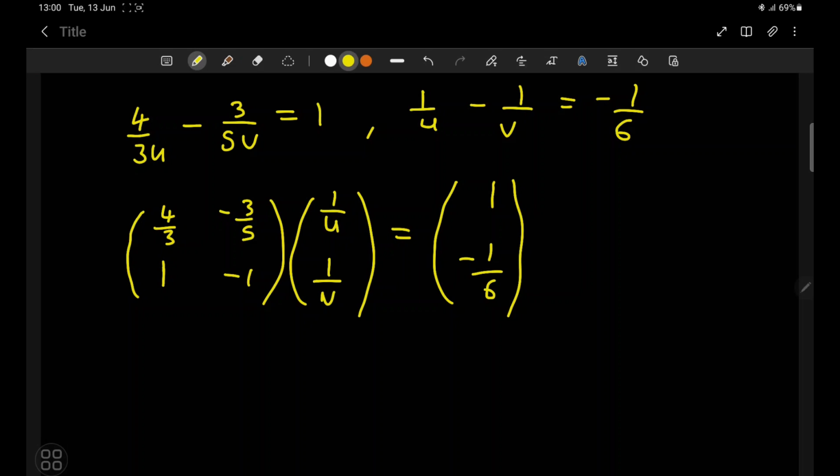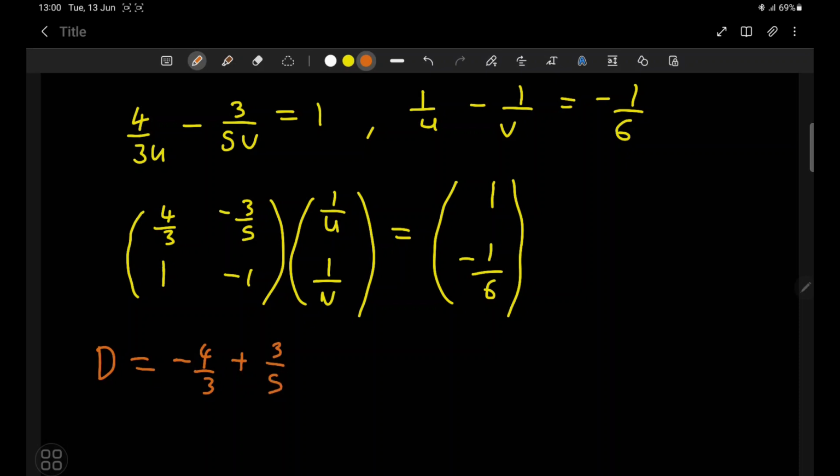Okay, so now we need to find the determinant, the main determinant. So we use the normal method. So 4 over 3 by negative 1, so we have negative 4 over 3. Then this is subtracting negative 3 over 5 by 1, so we just have positive 3 over 5 like that.